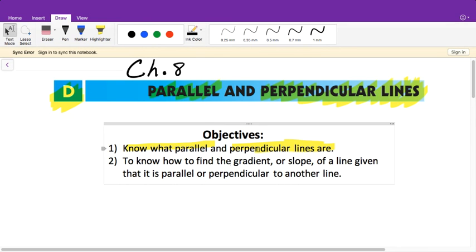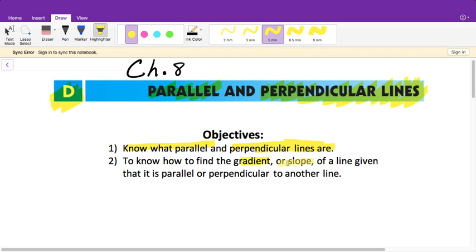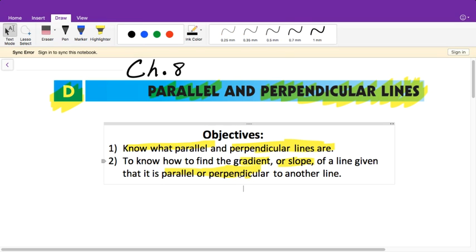And then the other thing you need to know is how to find the gradient or slope, remember they're interchangeable, of a line that is parallel or perpendicular to another line that is given. All right, so I will give you a slope of a line and say, what is a parallel or perpendicular line slope to this given slope? And you have to be able to figure it out. It's really simple. All right, this section is actually probably the easiest of the four that we have done in Chapter 8. So let's go ahead and get started on this.